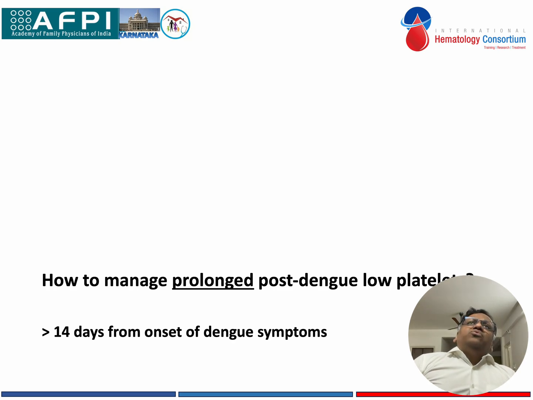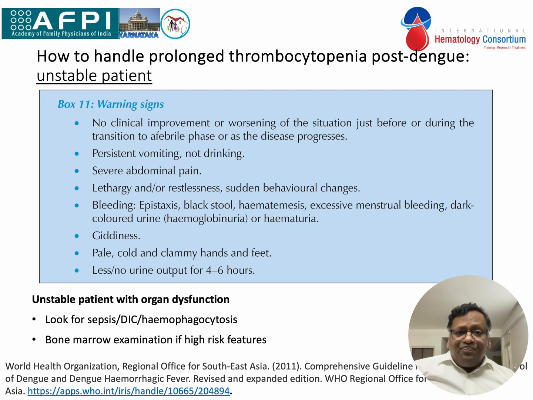Now you have a patient who looks like dengue fever, maybe even NS1 was positive, and it's been 2 weeks from the onset of symptoms of viral fever, but the platelets are still low. There's prolonged post-dengue thrombocytopenia. What are you going to do? How to handle such a patient, proper dengue fever but taking a long time to recover? We divide them into unstable patient and stable patient. The approach is very different.